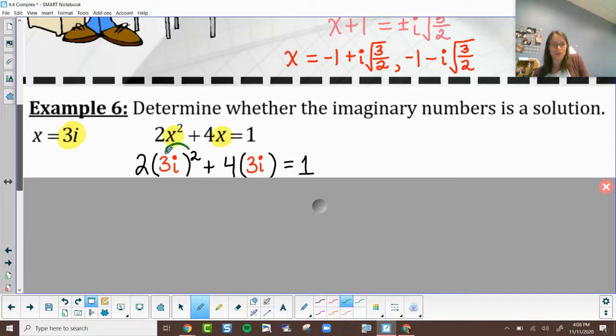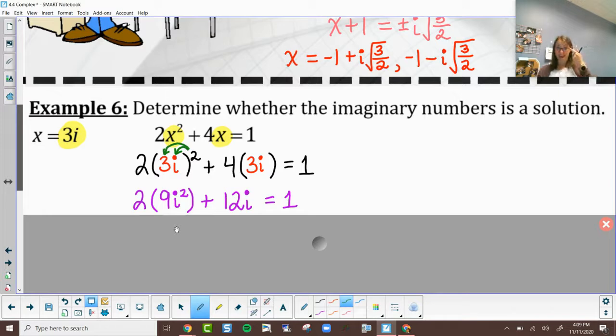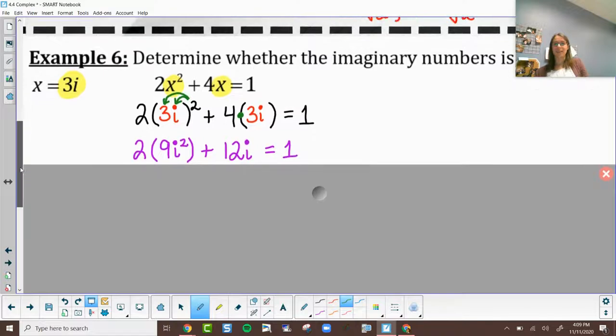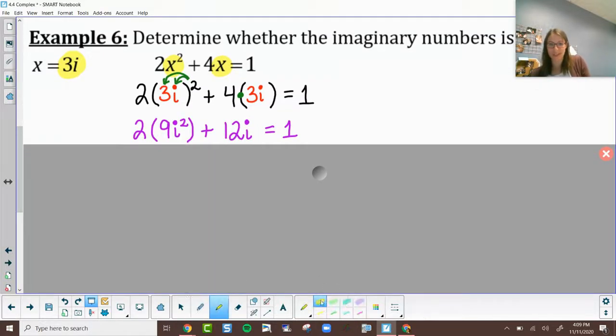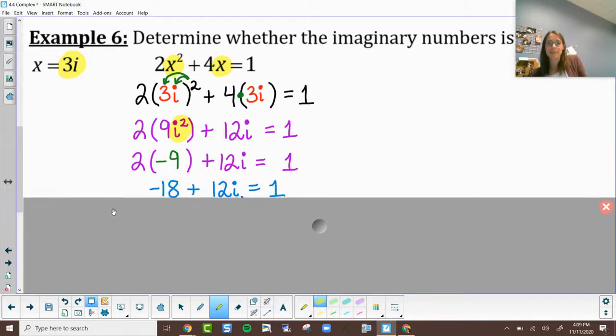So I'm going to have to do 3 squared and i squared. So there's 9i squared. And then here I did 4 times 3. And I'm going to simplify a little further because I think you can see here's i squared. So it's the same thing as 9 times -1. And then I'm going to keep simplifying.